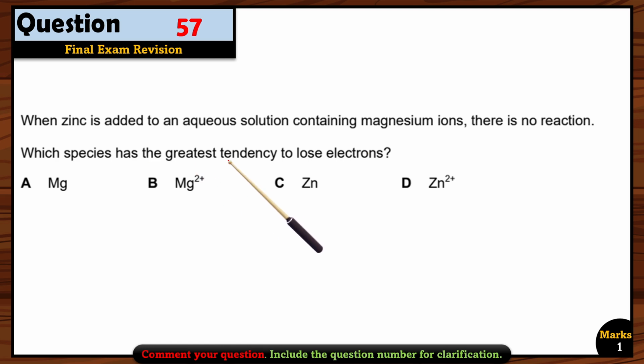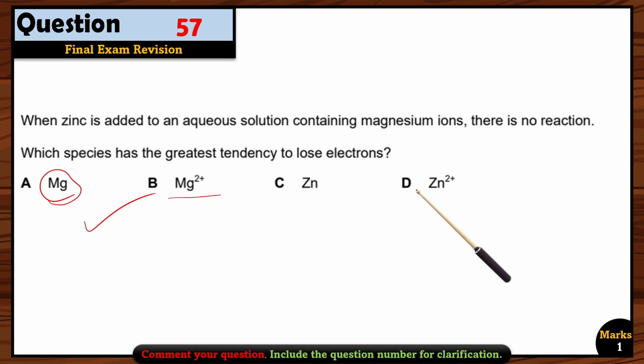So now, which one has the greatest tendency to lose electrons? Those metals that are high in reactivity can easily lose electrons. So magnesium is more reactive. So of course, magnesium will lose electrons more easily compared to zinc. So the magnesium option will be the right option, option A.